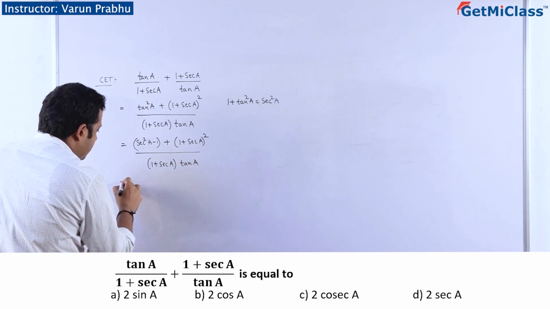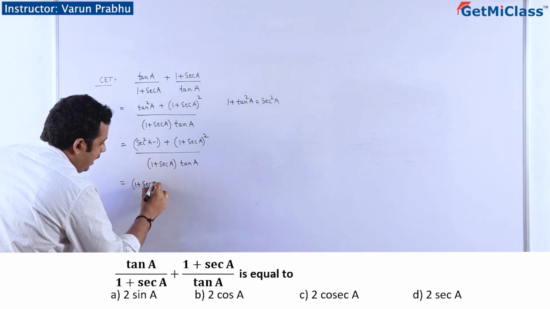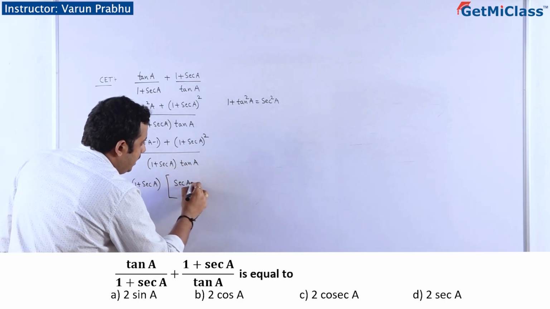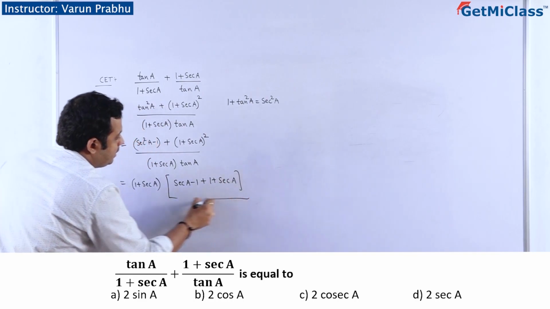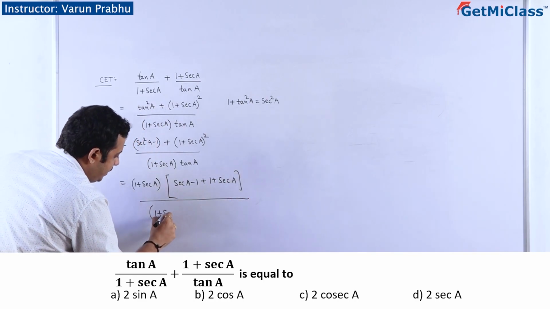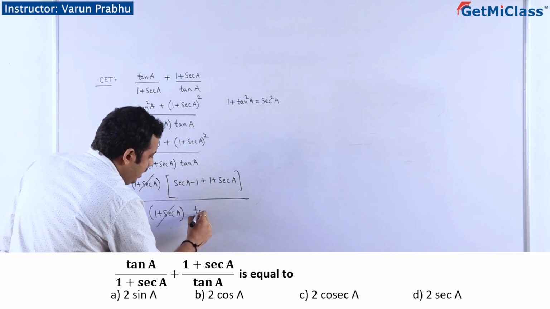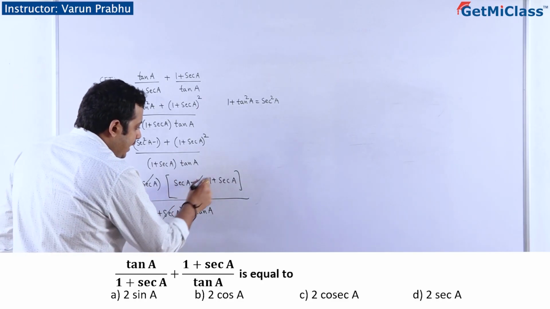So I can say this can be secant squared A minus 1, in that I can take out 1 plus secant A out. So I'll be left with the secant A minus 1 plus 1 plus secant A, correct? 1 plus secant A whole divided by 1 plus secant A, of which 1 plus secant A will get cancelled, and we are left with into tan A, correct? Minus 1 plus 1 will get cancelled here.